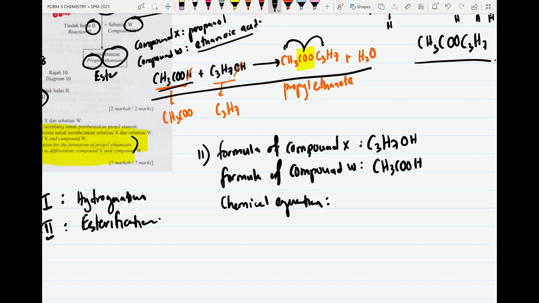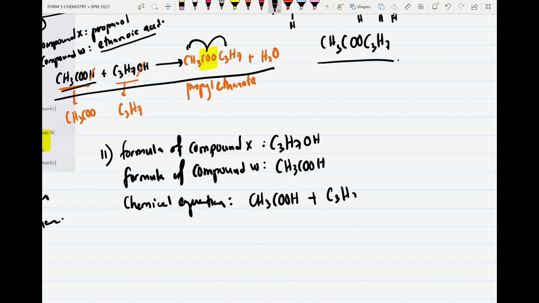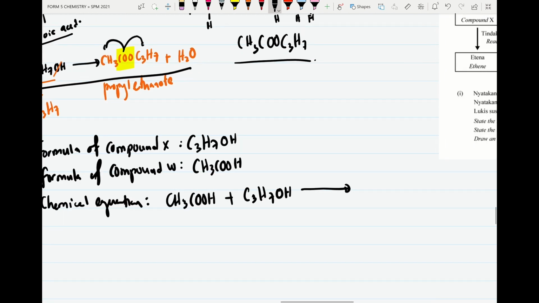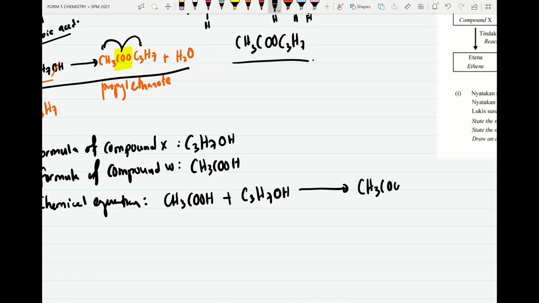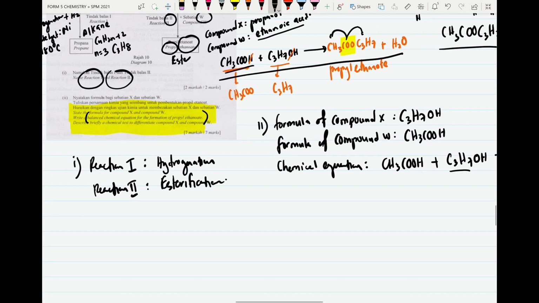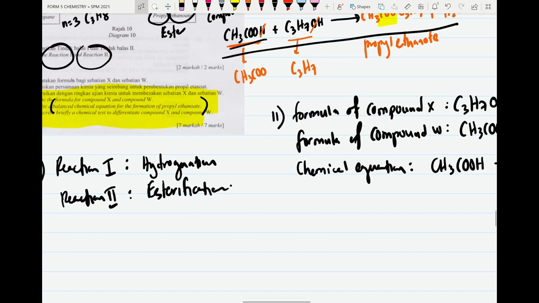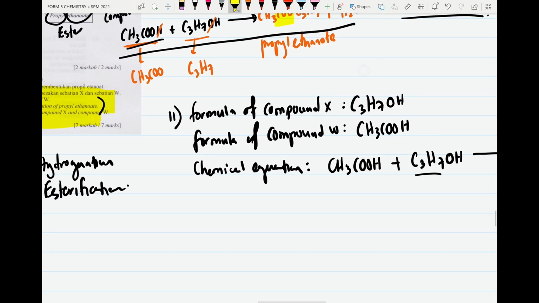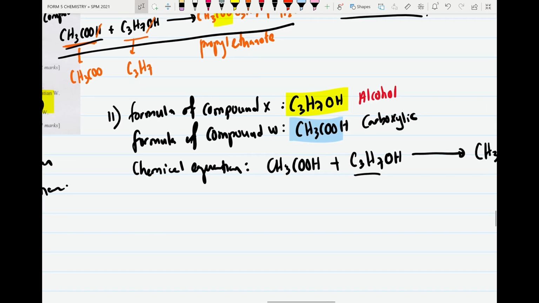So I write down the chemical equation: CH3COOH plus C3H7OH, heated under reflux, so we will get CH3COO, take this one, put your C3H7, plus water molecule. So this is the answer. We already scored 2 marks. All right, now we need to differentiate compound X and compound W. This compound X is alcohol. Compound W, please remember, is known as carboxylic acid.